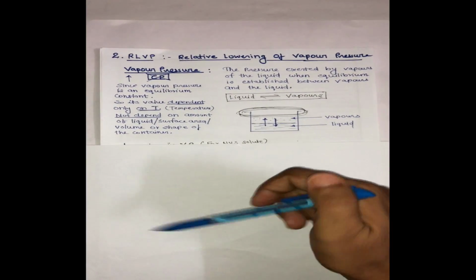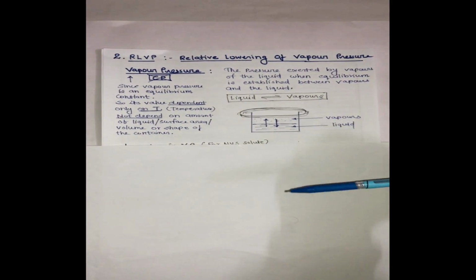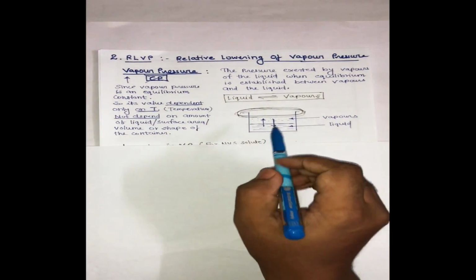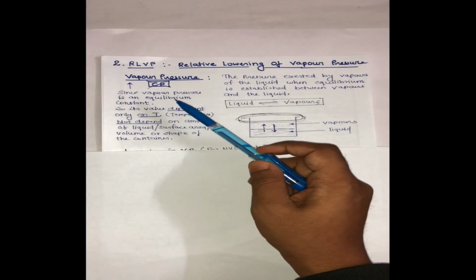Suppose we took a beaker which is half filled by liquid, and this liquid will form vapor, and this vapor will exert a pressure over the surface of the liquid. That means here equilibrium is established between liquid and vapor. So why is vapor pressure not a colligative property? Because vapor pressure is an equilibrium constant. Vapor pressure means it is an equilibrium system between vapor and liquid.